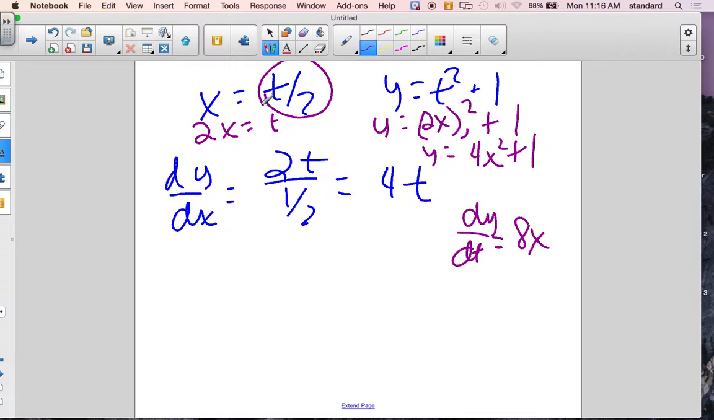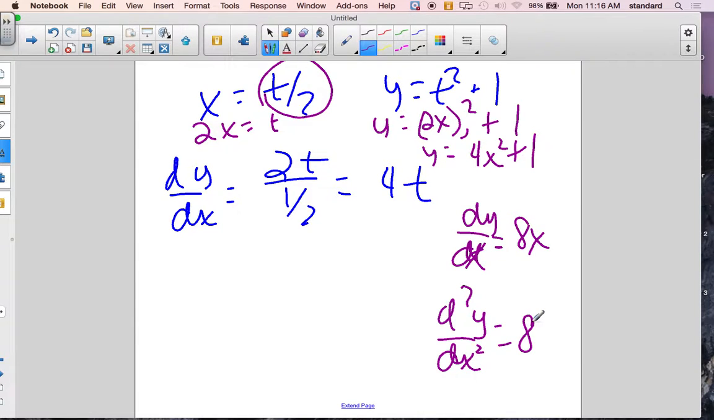Oh, that's 4, sorry. Yeah, I can put dx underneath the d. Thank you. So I think that's dy over dx. Okay. Now the second derivative should come up being 8, shouldn't it? It should be 8 in the end.